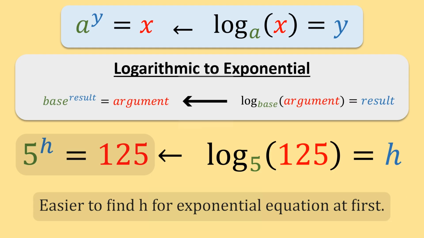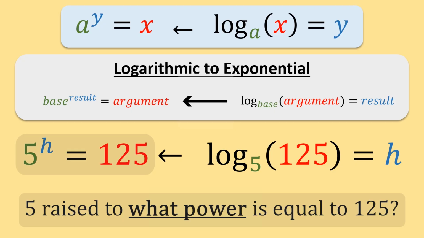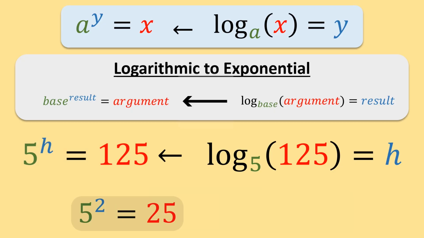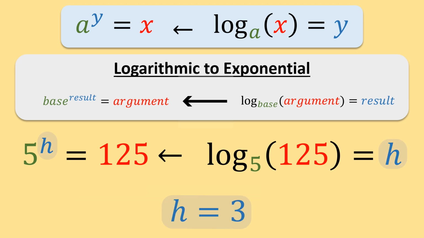Looking at it as an exponential equation, we have 5 raised to the h power is equal to 125. So basically we're trying to find 5 raised to what power is equal to 125. Well, 5 squared is equal to 25. That's not right. So if we increase the power to 3, we get 5 to the 3rd power equals 125. This tells us that h is equal to 3. h equals 3 satisfies both the exponential equation and the logarithmic equation here.